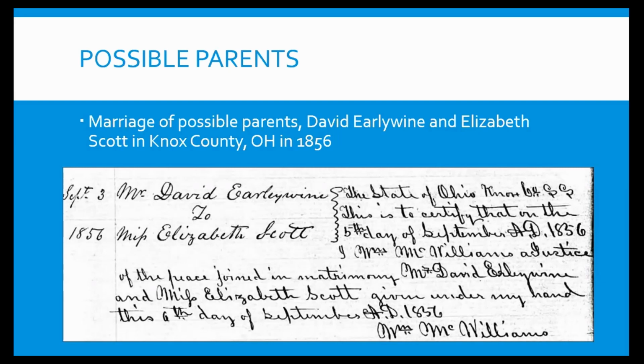So what happened then? So then I start researching David Earlywine, and I find him in the 1860 census, and he doesn't have Elizabeth or Barkley with him. And he soon remarries. And so this leads to questions about what's happened to Elizabeth, what's happened to Barkley.